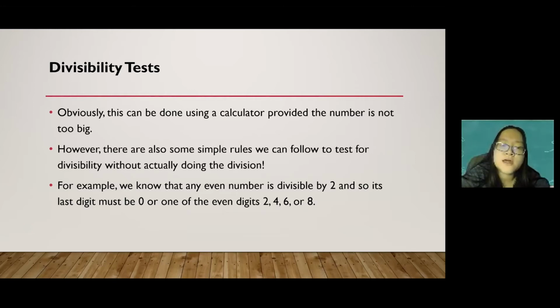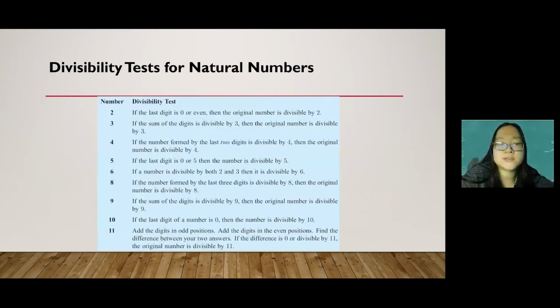For example, we know that any even number is divisible by 2, and so its last digit must be 0 or one of the even digits 2, 4, 6, or 8. This is a pretty basic divisibility test. You probably don't even consciously think about it because you know what an even number is. But if we think about it as a test, the last digit must be 0, 2, 4, 6, or 8. So any number whose last digit is one of these is an even number and is divisible by 2.